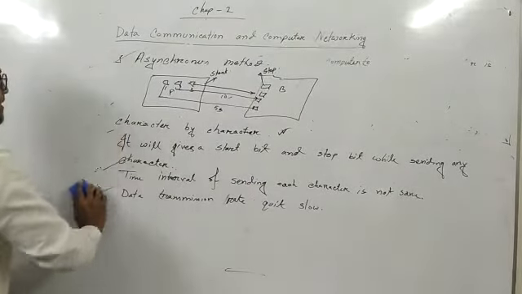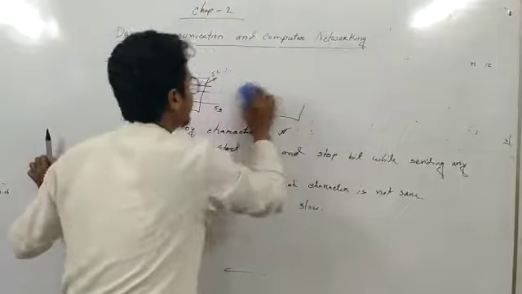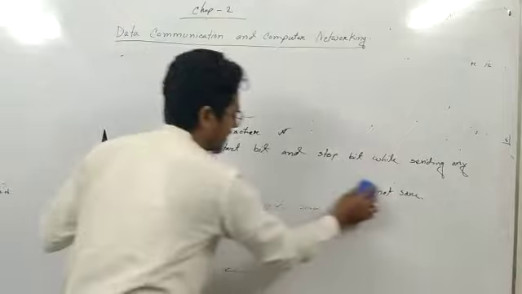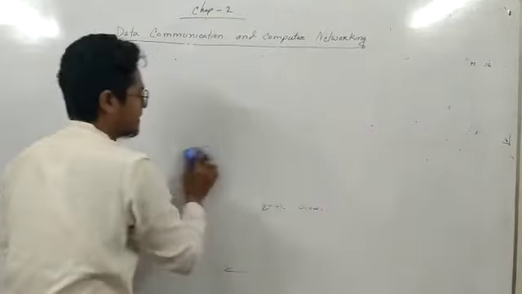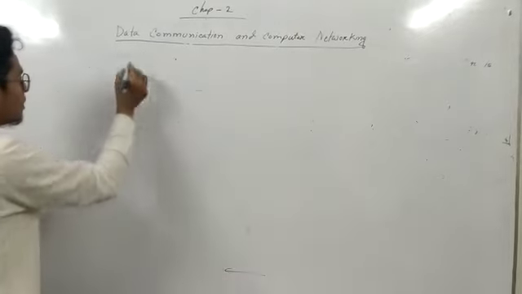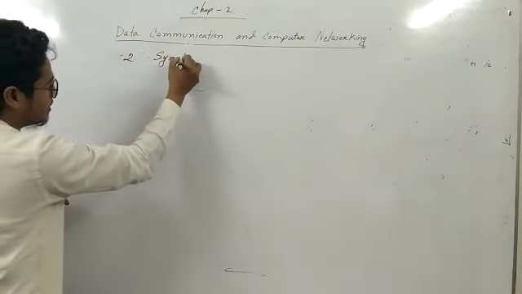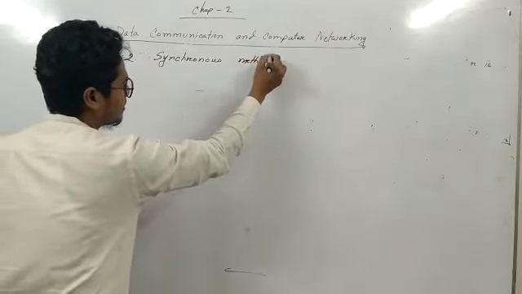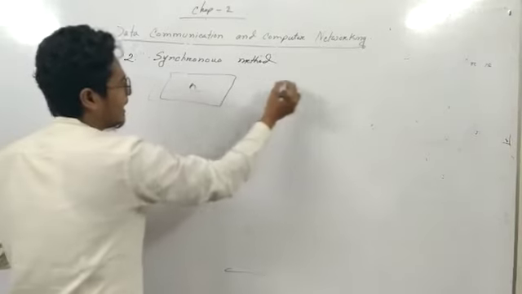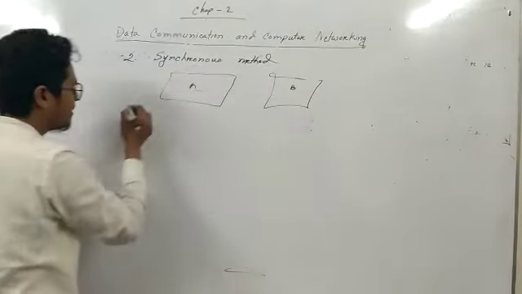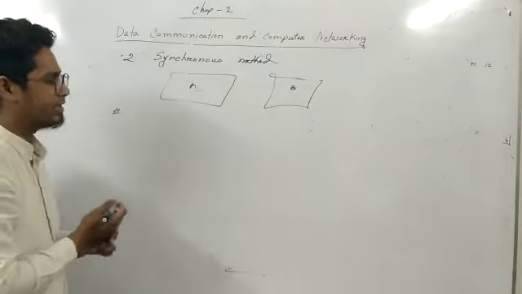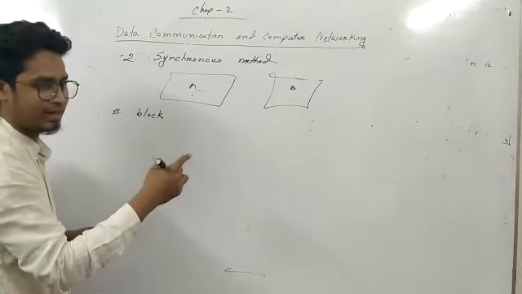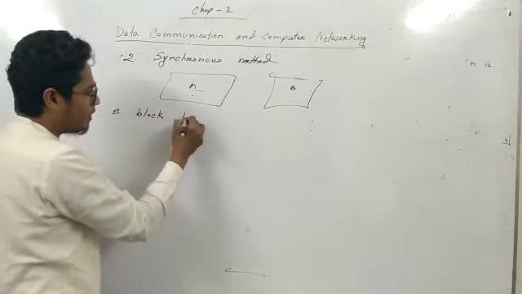Then we will go to the second method, that is the synchronous transmission method. Number 2, synchronous method. So this is a device A and this is another device, that is B. See here, data will be sent from A to B block by block. The previous one was character by character, and now this one is block by block.